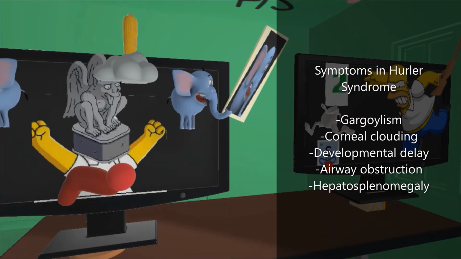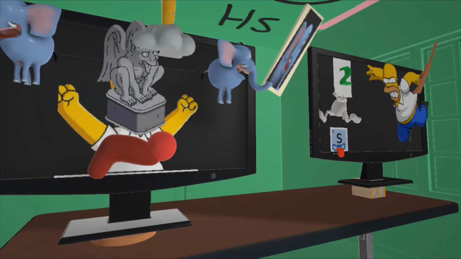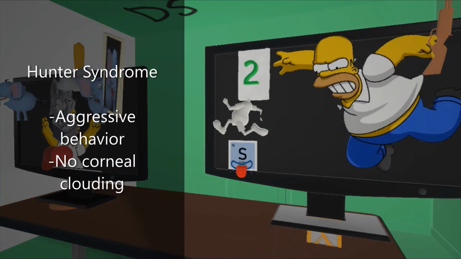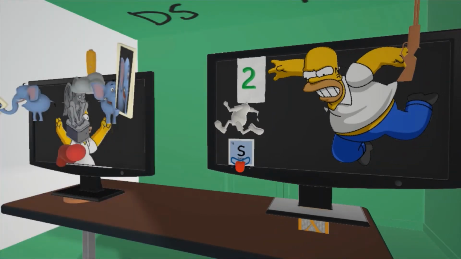This gargoyle does not look very intelligent, as there's developmental delay seen in Hurler syndrome. The stone is also blocking the neck, as there's airway obstruction seen in Hurler syndrome. You see he's got a very big liver and spleen over here. That was, remember, the hepatosplenomegaly. Hunter syndrome basically involves aggressive behavior. We see Homer over here with aggressive behavior, and there's no corneal clouding. Other than that, that's basically it.